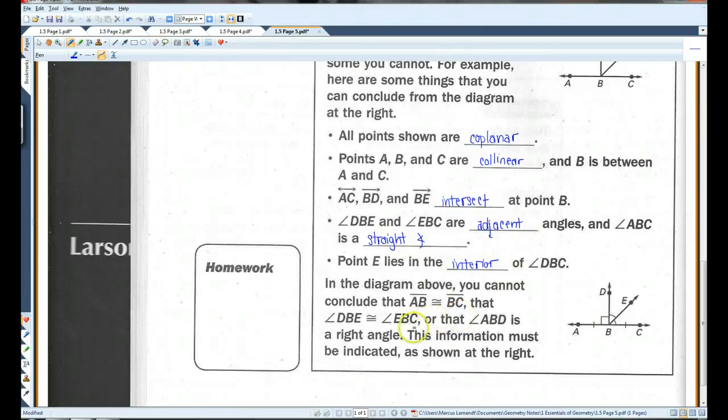In the diagram above, you cannot conclude that AB is congruent to BC, that these angles are congruent, or that ABD is a right angle. This is what you would need to see if that was the case. You would need to see these little dashes, which means they're congruent, these arcs, and this little box.